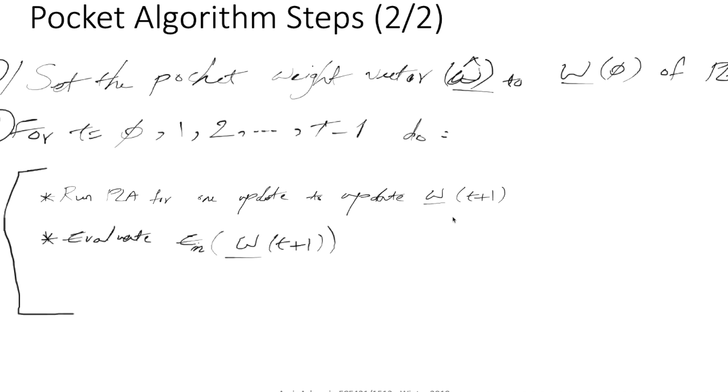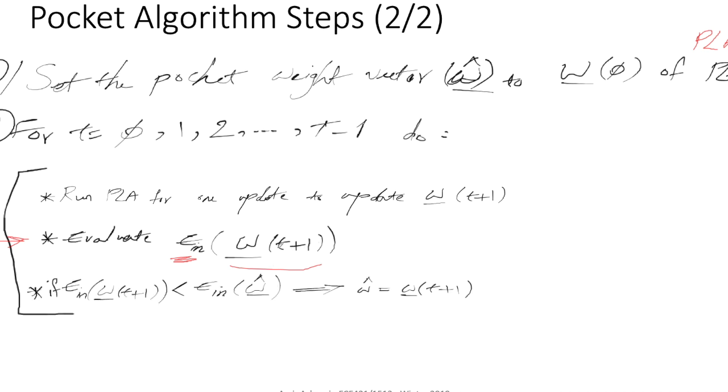And then we evaluate. So what does it say beside W0? W0 of PLA. Yeah, I apologize for my handwriting. So we run PLA to update the weight to W t plus 1, and then we evaluate the in-sample error of the weight, and that's at that point t plus 1.